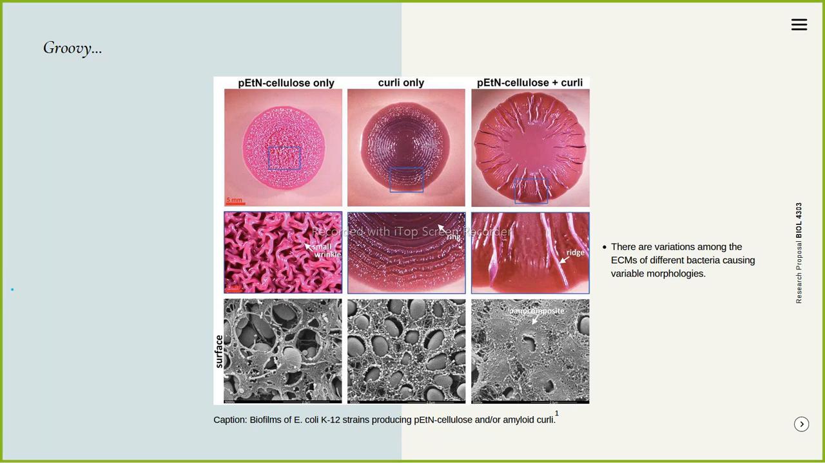So again, a single species can actually form different morphologies of biofilms, and these different morphologies can make it harder to treat because different particles and treatments will diffuse differently through the extracellular matrix, making it even harder.